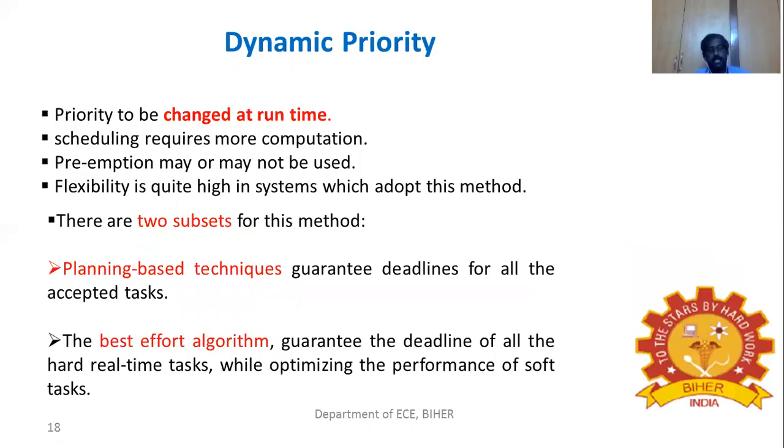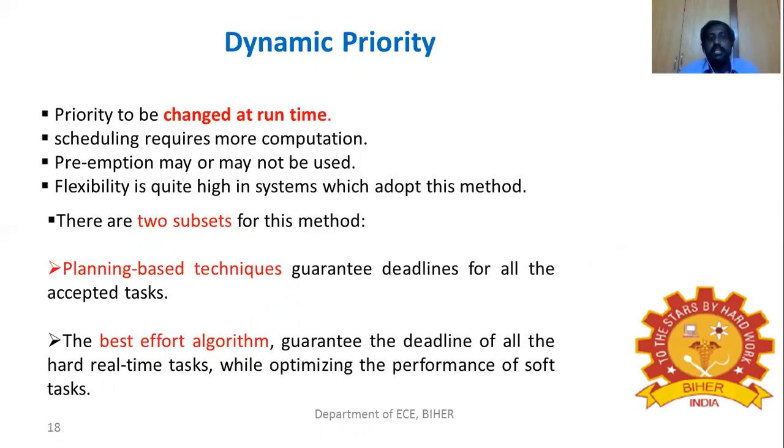Dynamic priority. The priority is changed at runtime. Scheduling requires more computation, because the schedule priority is changed within runtime itself, so the scheduling requires more computational process.